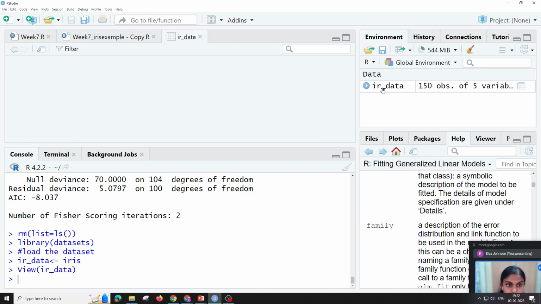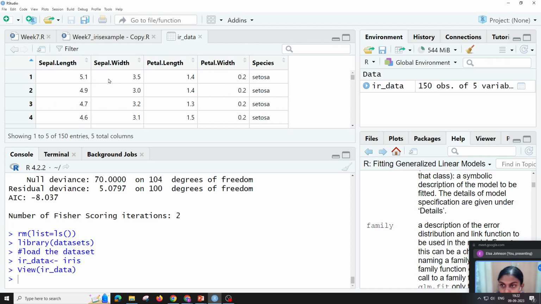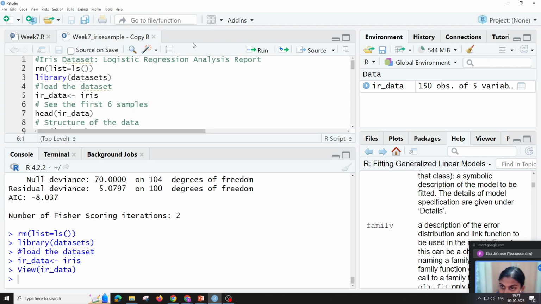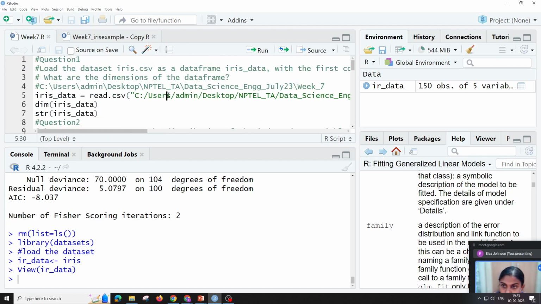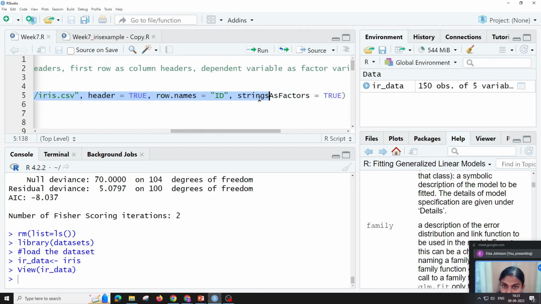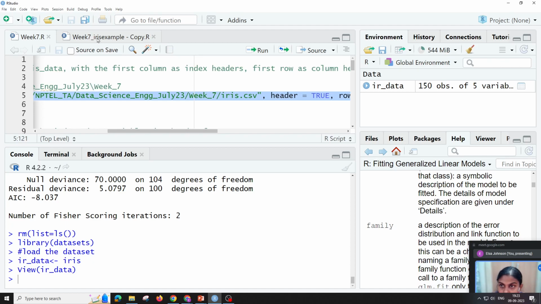Here I didn't give any specific condition for loading it, so it is taken as numeric, sepal width as numeric, petal length numeric, petal width numeric, and species as a factor with 3 levels. It's already like that. When I loaded it from my system, I had given all these different arguments inside that particular read CSV.